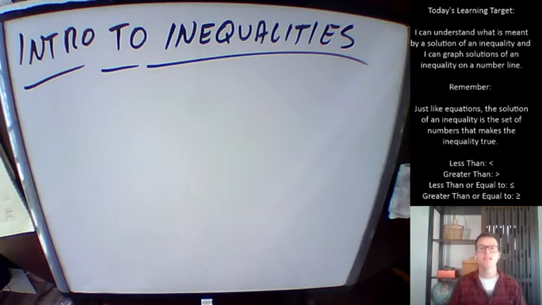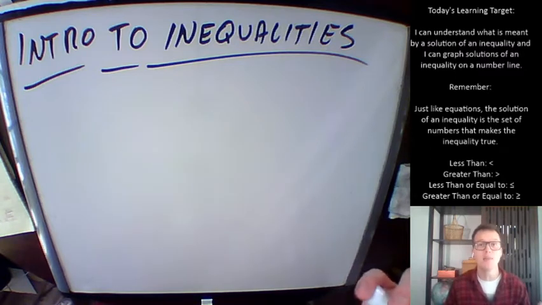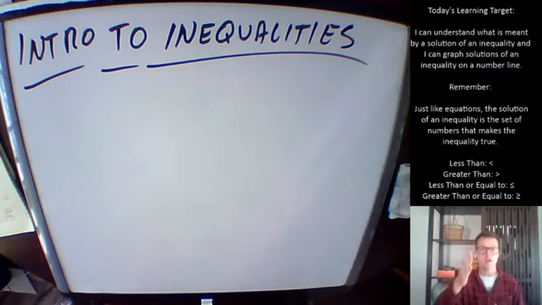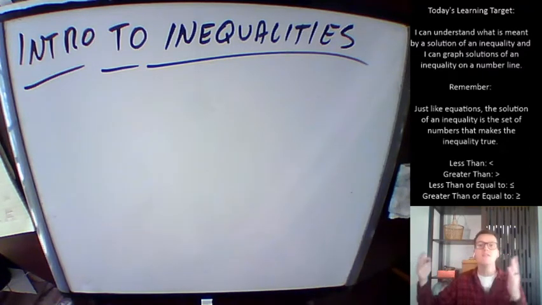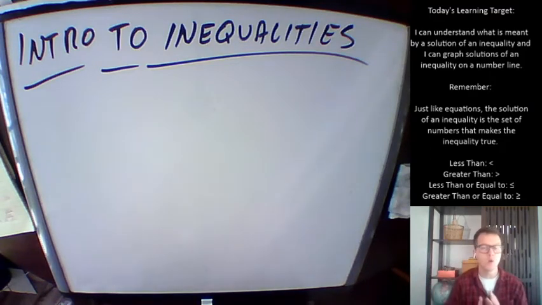Remember, just like equations, the solution of an inequality is the set of numbers that makes the inequality true. With equations, we had a single number that made the equation true. Here, we have a whole set of numbers. Really, generally, it's infinitely many numbers that are true. There's kind of a cutoff line with inequalities. So if I said x is greater than 5, well, 5 would be the cutoff line, and everything bigger than 5 fits into our solution set. So all of those answers would be okay. They would satisfy the inequality and make it true.